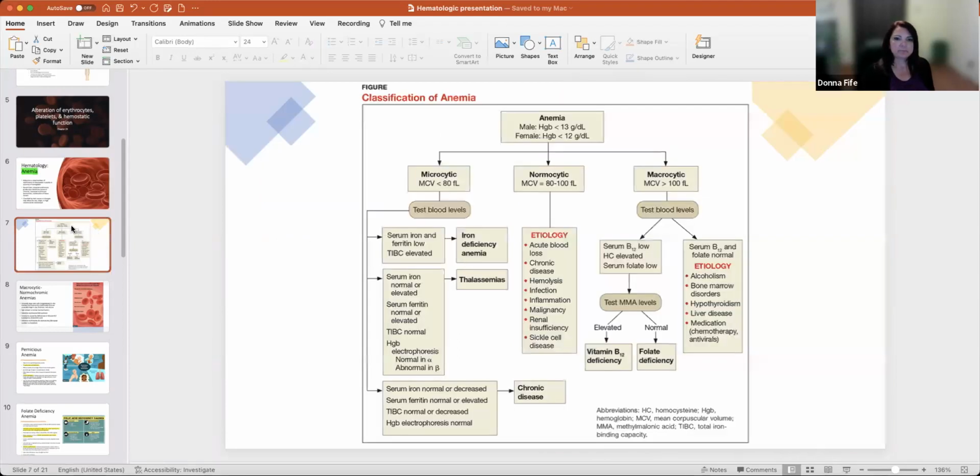These are classified by their causes or changes that affect the size, shape, or hemoglobin content of the erythrocyte. Here I just have the classifications of microcytic, normocytic, and macrocytic. We'll go into more of these different types, but I thought this chart was good for showing the different types.